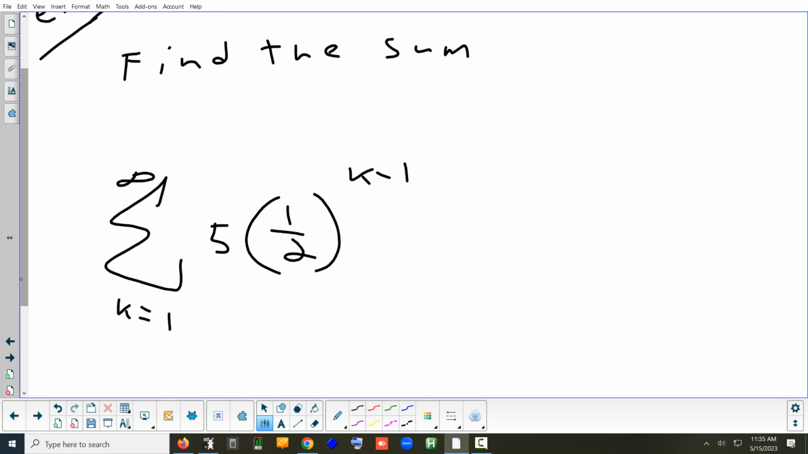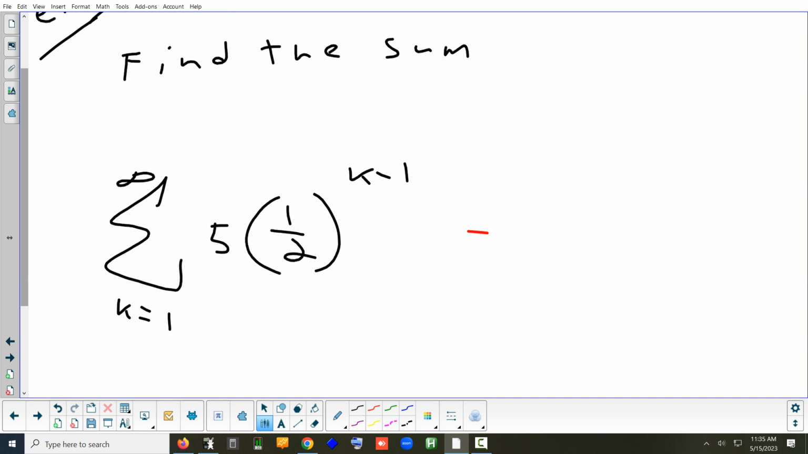This does converge. How come? Because your r is 1/2. So what's the first term if you were going to generate the terms in this summation? The first one is 5, and then 5 halves, then 5 fourths, 5 eighths, 5 sixteenths, taking half each time. So the terms themselves are approaching what number? 0. Now we're going to figure out what the sum of the terms is approaching.